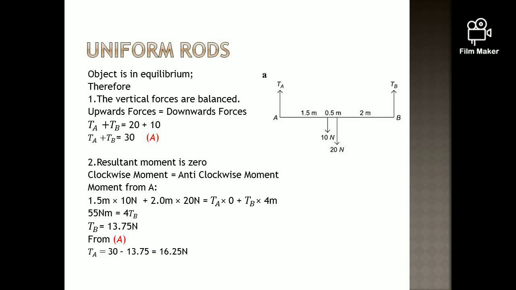Now children, we know the answer for TB. We can find the value for TA by substituting the TB answer into equation A. That would be 16.25. Hope you can understand how we have solved this question.